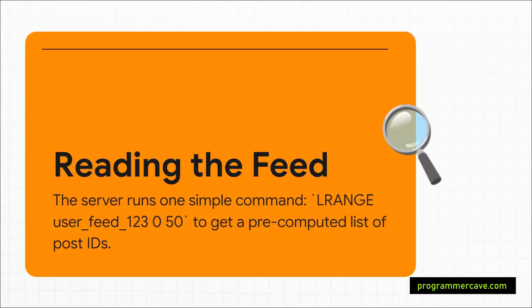So what's the big payoff for all this upfront work we just did? Well, when a user finally opens their app to see their feed, the server has to do almost nothing. It runs one single, incredibly simple command, LRANGE. It just asks Redis, hey, can you give me the first 50 items from this user's pre-made list? That's it. No joins, no complex queries, no waiting. That is the secret to loading a feed in under 200 milliseconds.